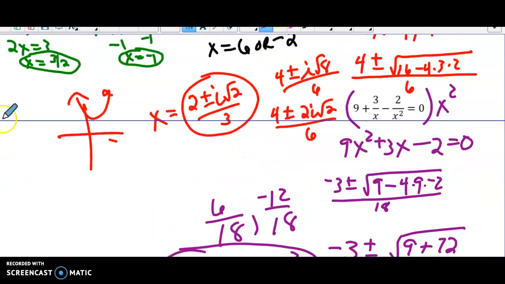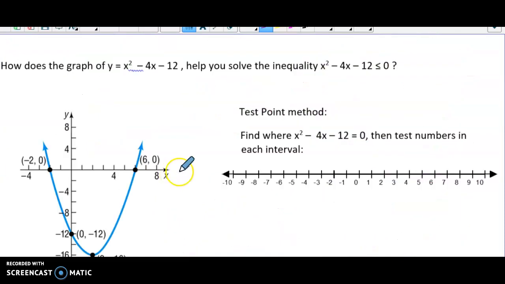Okay. Anyway, that's solving. We've done that before. What we want to do now is solve not where it equals 0, but where it's less than or equal to 0. So we might need some of those strategies that we just went over. We also can look at the graph. Here's my graph, guys, of y equals x squared minus 4x minus 12.